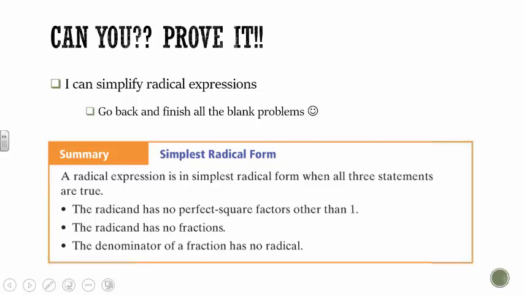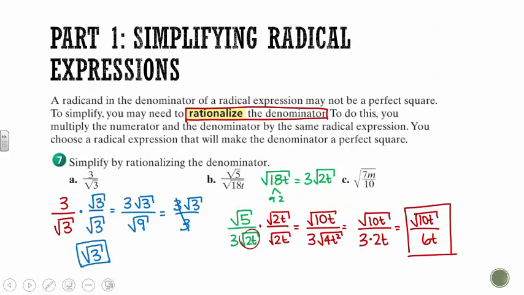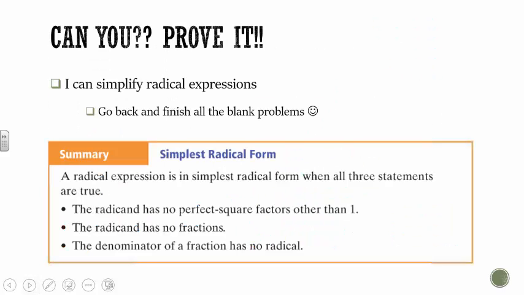So I left a few for you to do, one on each thing. You need to go back and finish those. If you notice all of your directions say to simplify, you know something is simplified if these 3 things are true. The radicand has no perfect square factors, the radicand has no fractions, and the denominator doesn't have a radical in it.